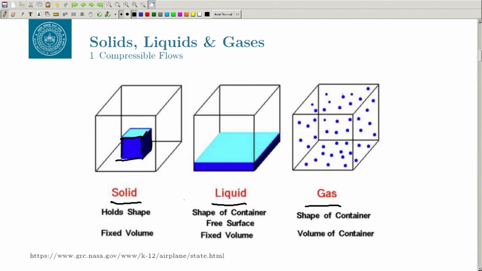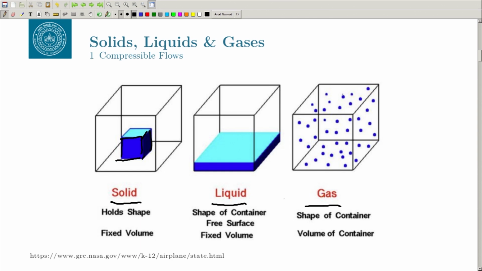So, the main difference between the solid and the liquid is that the liquid takes the shape of the container, it does not hold its own shape, and it also has a free surface. Now, between the liquid and gas, in the same container if you put gas particles, what will happen? It will take the entire volume of the container, and it will not have a free surface; it will take the shape and the volume of the container.